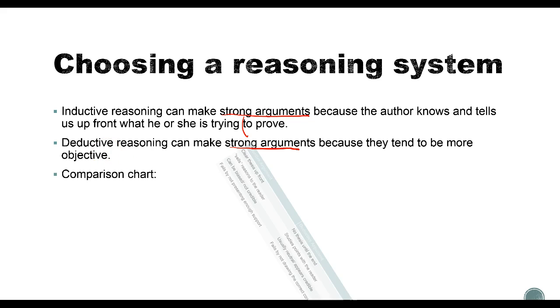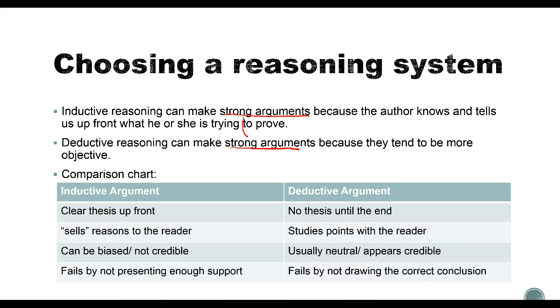So here's a little comparison of some of the advantages and disadvantages of both. When we're making an inductive argument, we have a clear thesis up front, and then we can sell our point to the reader. That can be pretty convincing, but it can also come across as biased or not credible, like Martin in Destroyed, right? He comes across as biased and not credible because he clearly is not really looking at the other side or not considering the other side. And so an inductive argument can fail if an argument comes across as biased or not credible, but it can also fail if an author doesn't have enough support to back up his or her thesis.